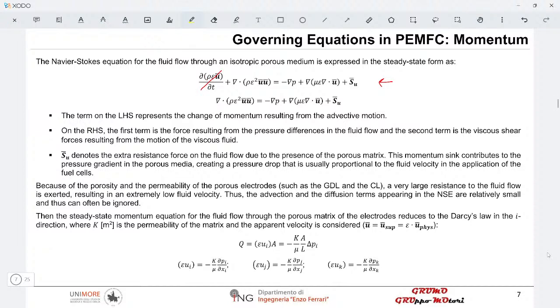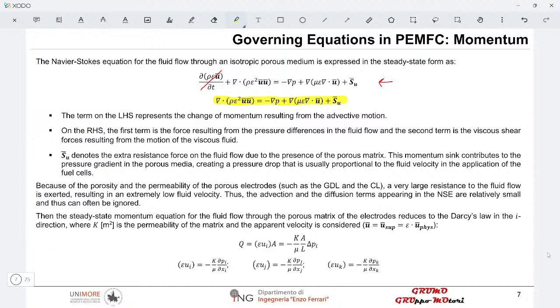Then you neglect the time-dependent term for the steady-state assumption that we always apply, and you remain with this equation here. On the left-hand side, you have the advective term. The general meaning of these terms is always the same. And then on the right-hand side, you have the diffusive term of momentum, which is basically due to the viscous shear forces of the viscous fluid that we are analyzing.